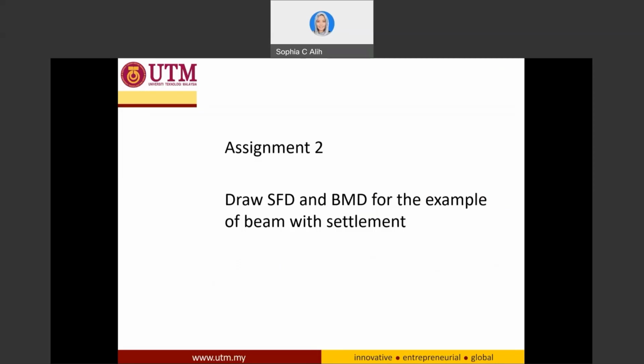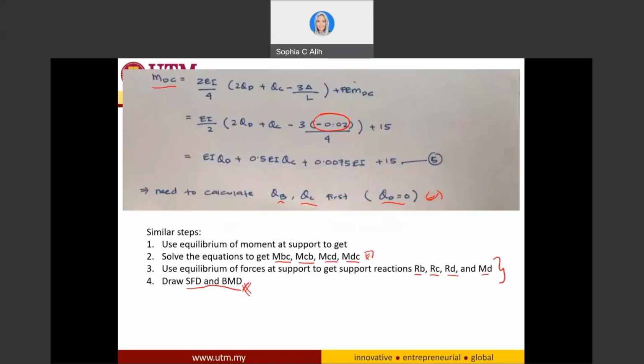Of course, in your submission, you have to include all the steps again, and all the calculation until you get the reaction of the support, and from there you can draw the shear force and bending moment diagram. Okay, so complete the example and give me the full solution in your submission. That will be your assignment number 2.